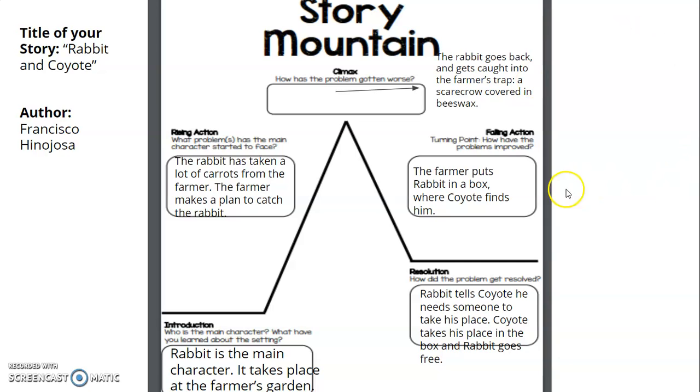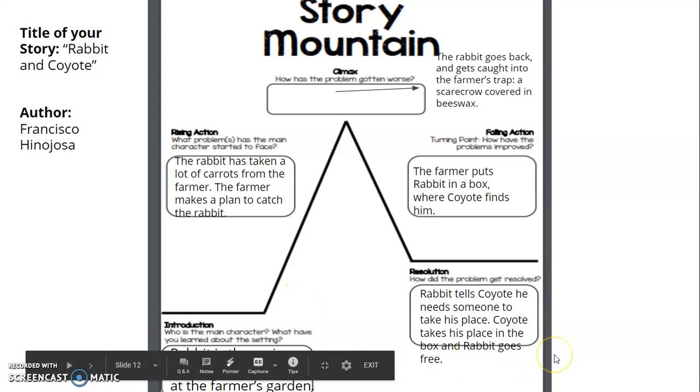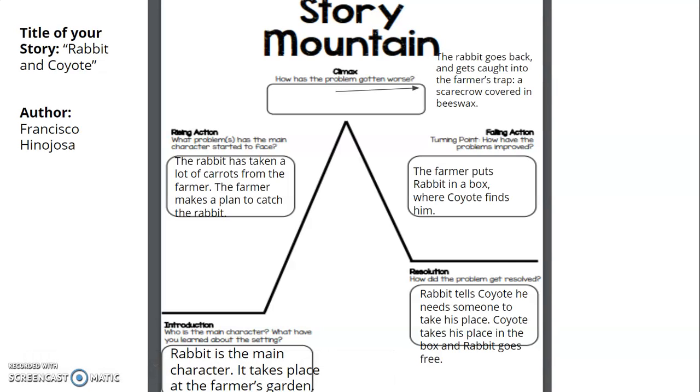Now, that falling action, how has the problem improved? Well, the farmer does put the rabbit into a box, and Coyote discovers him in the box. So there's a chance he can still escape this. In the resolution at the end, how did the problem get resolved? Well, Rabbit tells Coyote he needs someone to take his place at a big feast, right? I think that's what he says he needs. So Coyote, he happily gets into the box because he thinks he's going to go to this feast, and Rabbit goes free. So hopefully you were able to get those elements of the plot within your Story Mountain. Now, if you didn't, that's okay. Remember, this is all about learning and practicing recounting that story.